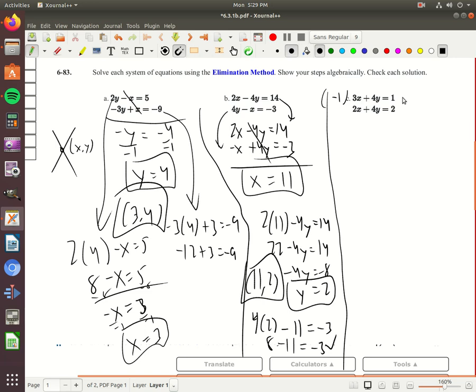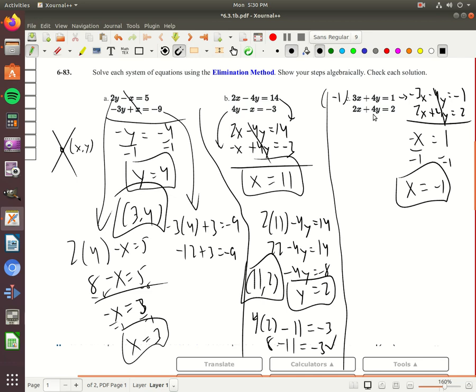I need to distribute to everything. So it will be negative 3x minus 4y equals negative 1. Here I get 2x plus 4y equals 2. These eliminate. I get negative x equals 1. Divide by negative 1. x equals negative 1. Now I will sub it into the top equation. So 3 times negative 1 plus 4y equals 1.